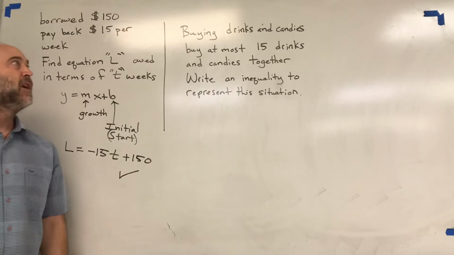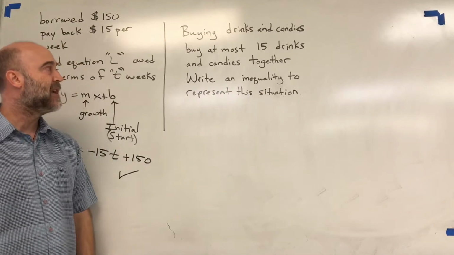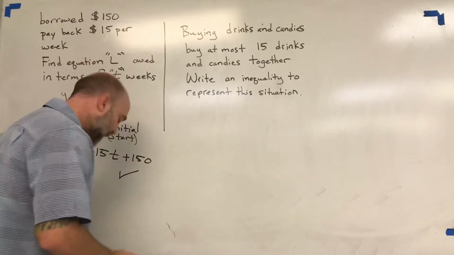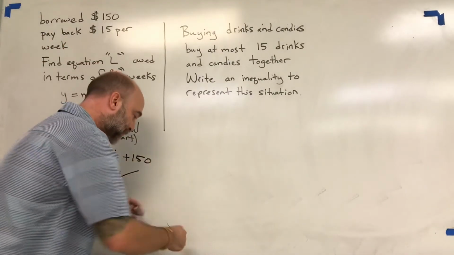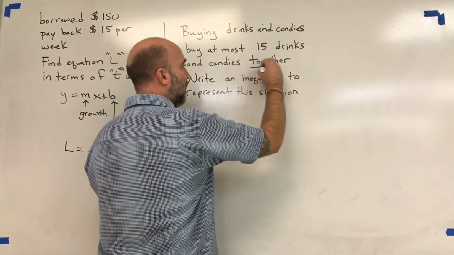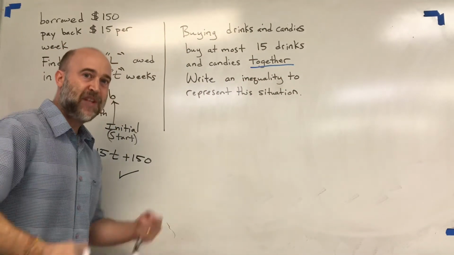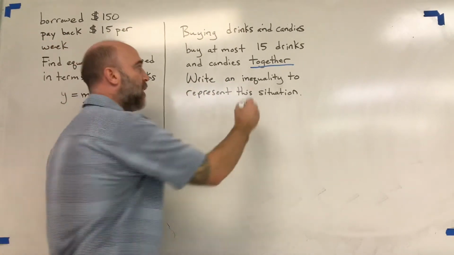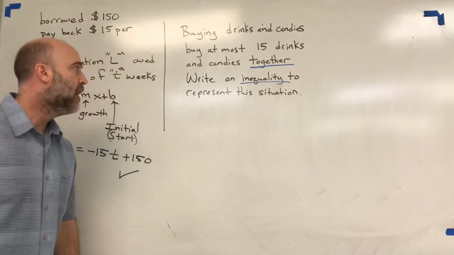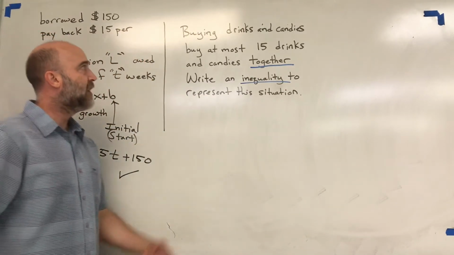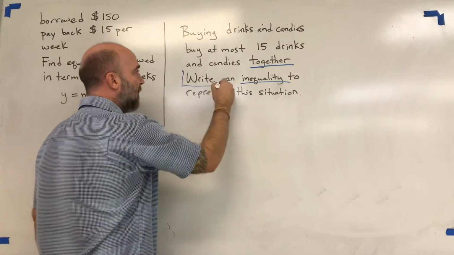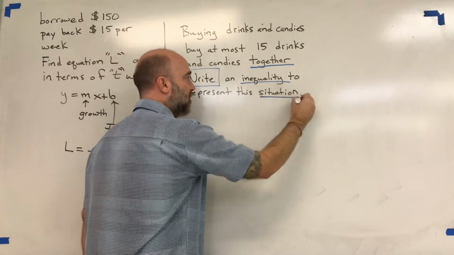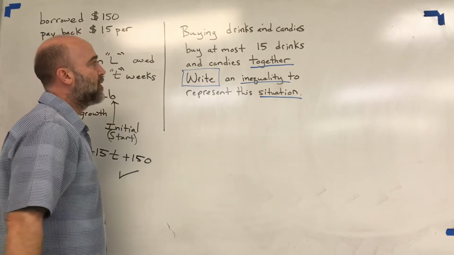Next one, we are buying drinks and candies. I buy at most 15 drinks and candies together. That together is a key word. That together, really important in math. It means you're adding something up. Write an inequality. All right, we're asked to use an inequality to represent this situation. Now that I look at it, okay, we're being asked to write an inequality to represent this situation.